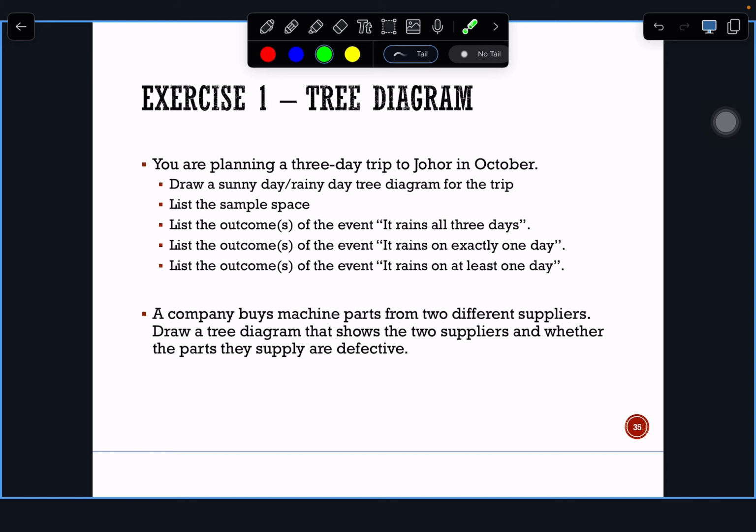How many levels do we have? 3. So level 1, day 1. Level 2, day 2. Level 3, day 3. Clear? Okay. So now at least you can imagine we should have 3 levels here. And each level, how many branches do we have?